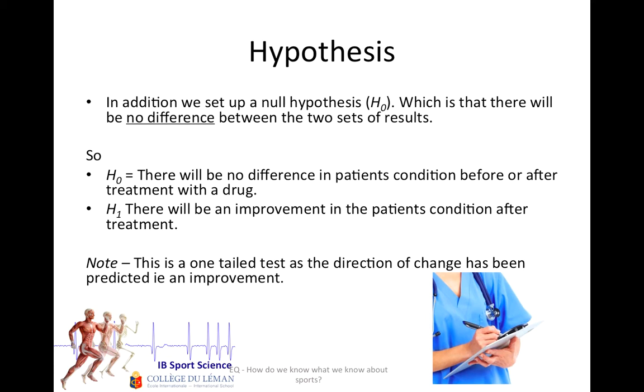So a two-tailed test, my hypothesis, would be that there'll be a change in the patient's condition after treatment. So I'm not predicting a direction in which it's going to move, I'm just saying there's going to be a change. Here, though, it's a one-tailed test, so I'm making it more specific because I'm predicting the direction, i.e. an improvement in the patient's condition.